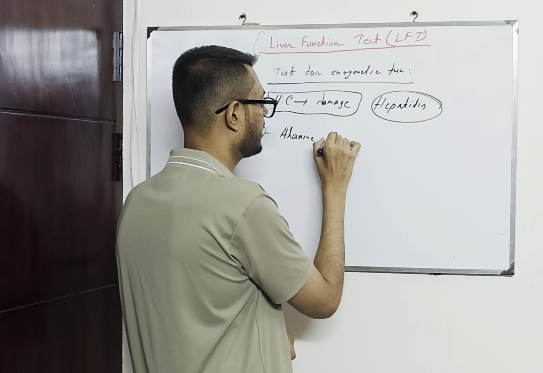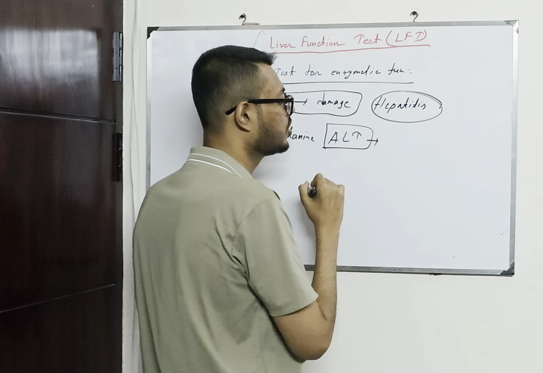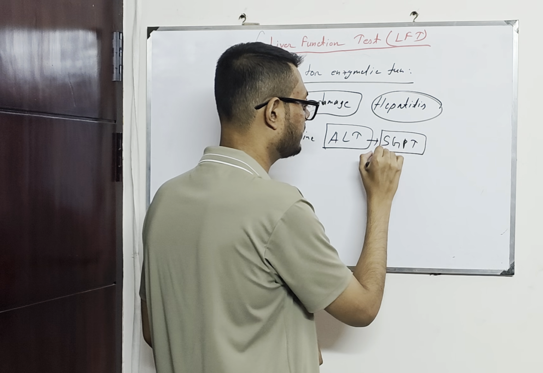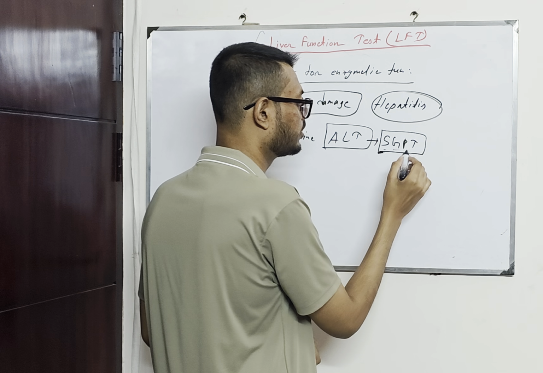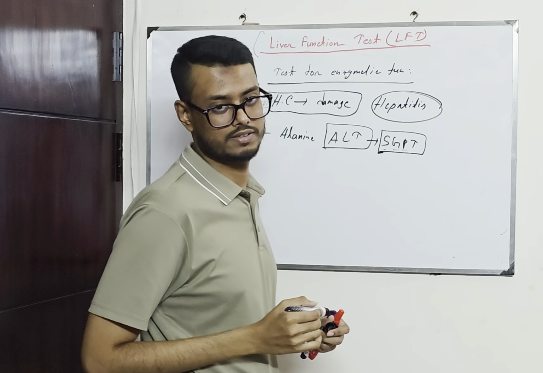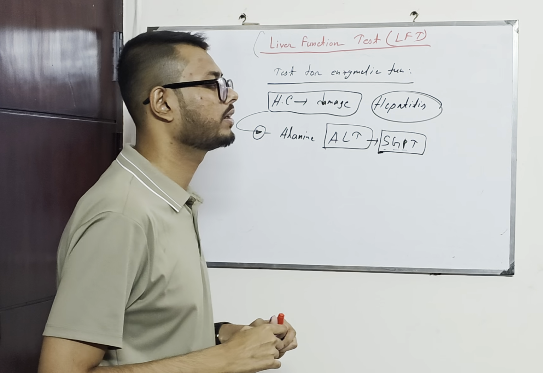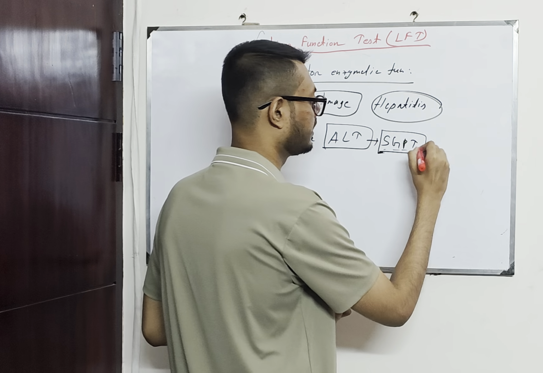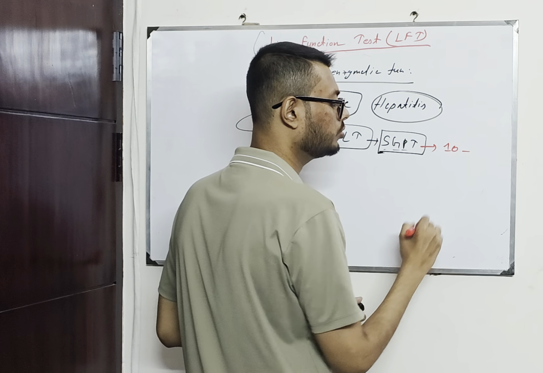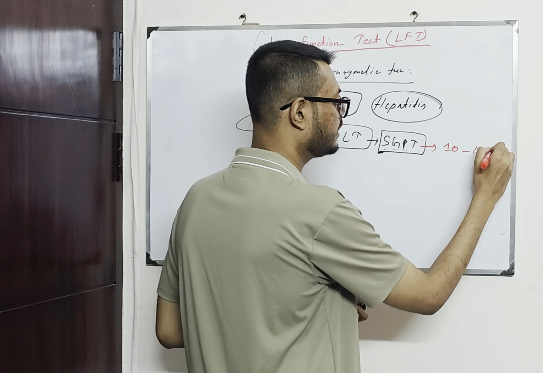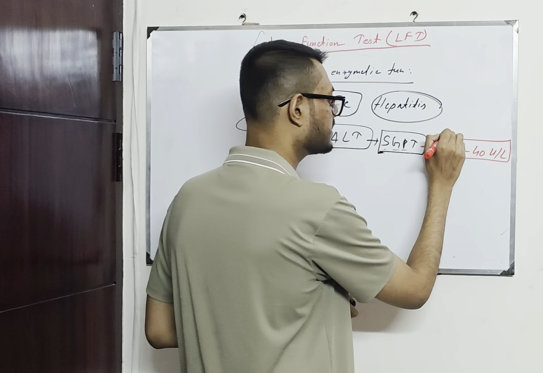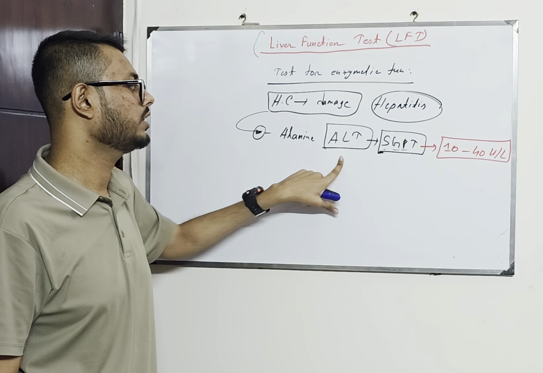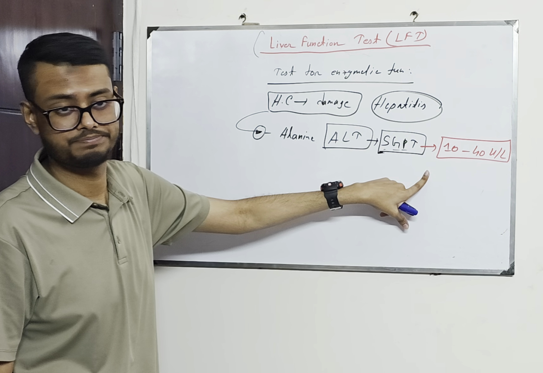Or that is known as the ALT. This ALT is also known as the SGPT, that is the serum glutamic pyruvate transferase. And what is its normal value? Its normal value is 10 to 40 units per liter. This is the international unit per liter, and this is the normal range of ALT or SGPT in the blood.